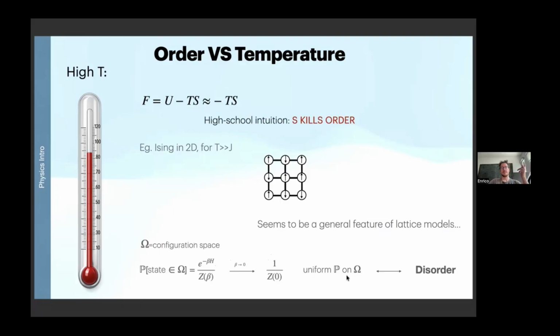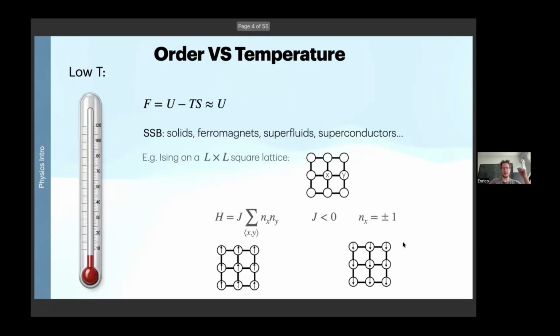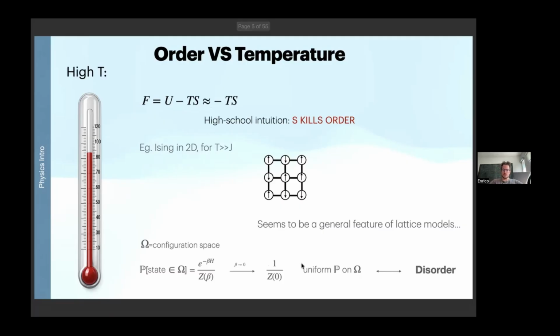And this is precisely the concept of disorder, because order instead would have been having a probability distribution on the configuration space that is peaked around some special configurations. These were the two special configurations. So essentially, very roughly speaking, when beta goes to zero, meaning taking temperature very large, you end up with disorder.